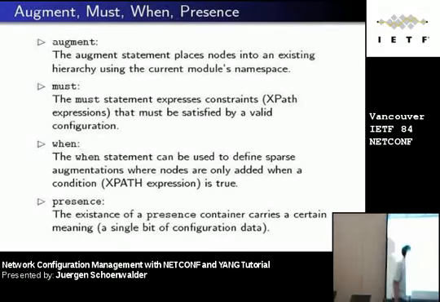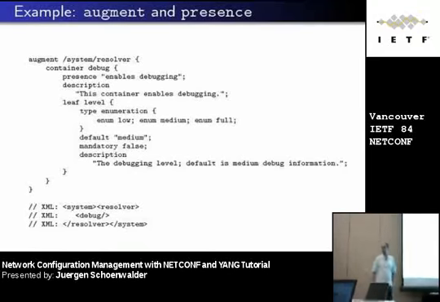Okay, just an example of an augment. So I'm now augmenting my resolver. I want to put in a debug config now. So I'm saying here's a container debug, and I make it a presence container. So if the debug container is there, debugging is enabled. So I save an explicit need for an enable/disable leaf, and I give this one bit of information to the presence container. And I have a leaf, this is a debug level, that can be low, medium, or full, which has a default, and it's non-mandatory. Then I might just write down in my config, here's my system resolver container, and in there I just put in an empty debug container because I'm actually currently debugging.